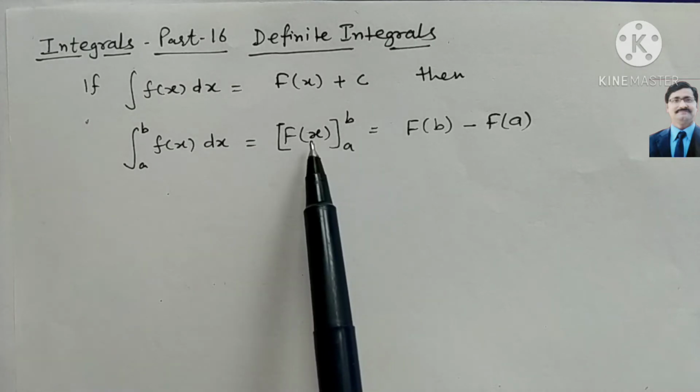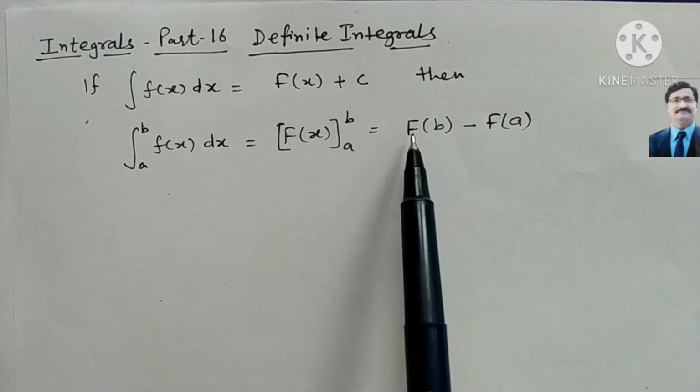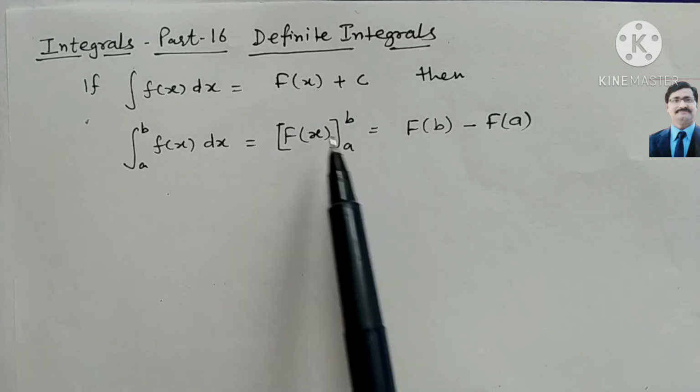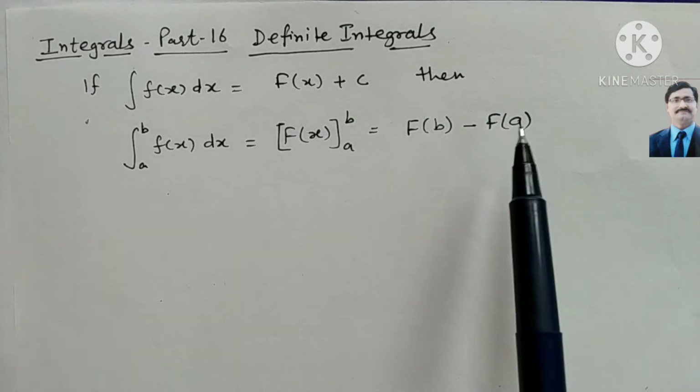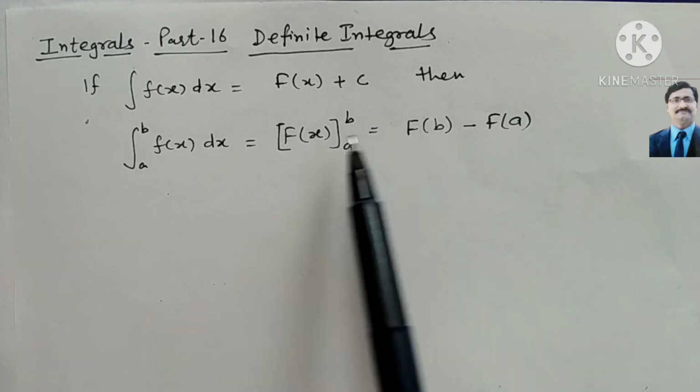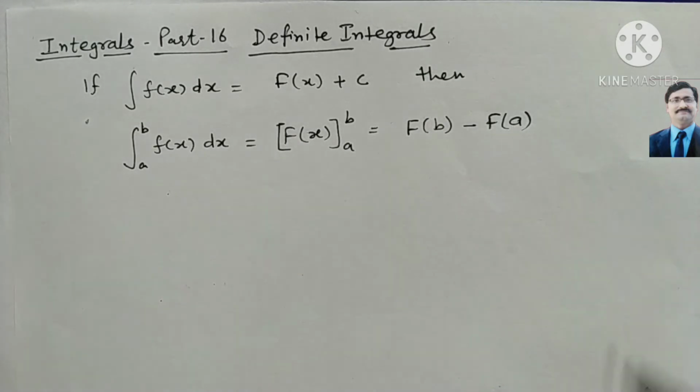First we put b in place of x, so we get F(b), and then we put a in place of x, so we get F(a), and we subtract: F(b) minus F(a). Look here, we will do one question, then you will understand.